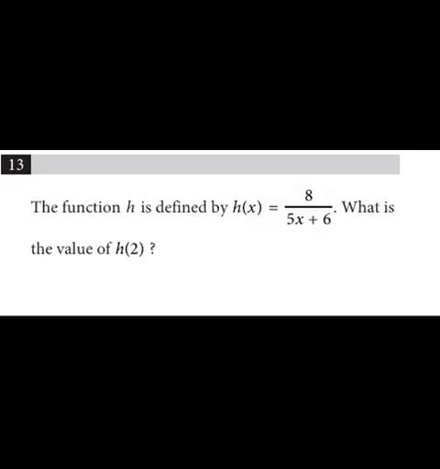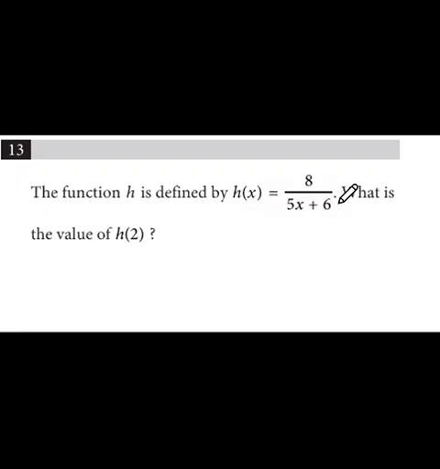Okay, so for question 13, we have a function. What is the value of f of 2? That means we just plug in 2 for x. We have 8 over, and then we plug in 2 for x, so 5 times 2 is 10, plus 6 is 16. 8 over 16 simplifies to 1 over 2. So the correct answer is one half.